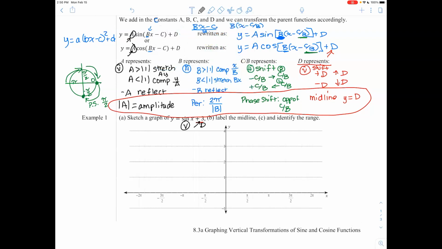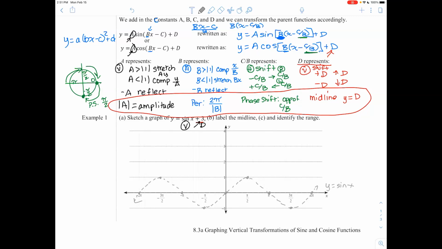So I'm going to grab my gray pen. So the sine of 0 is 0, the sine of pi over 2 is 1, the sine of pi is 0, the sine of 3 pi over 2 is negative 1, the sine of 2 pi is 0. And then I'm just going to duplicate those points over here, and I'm just going to draw a sketch of the sine function, right? So that's just my parent function, y equals sine of x.